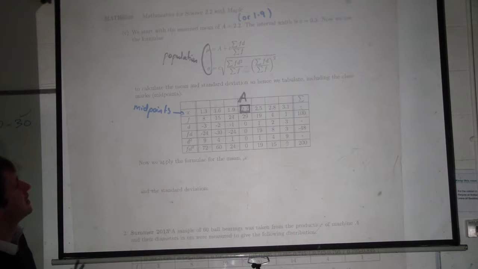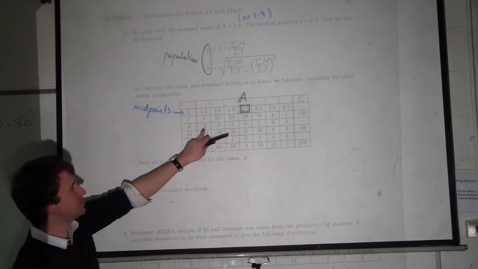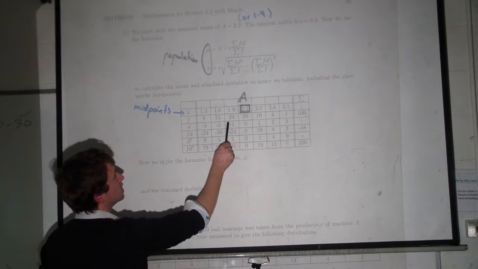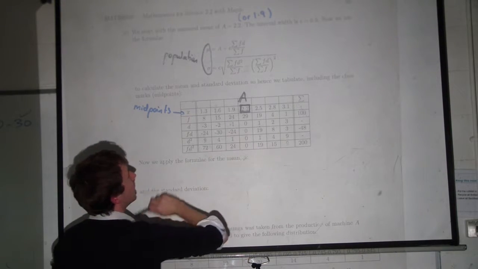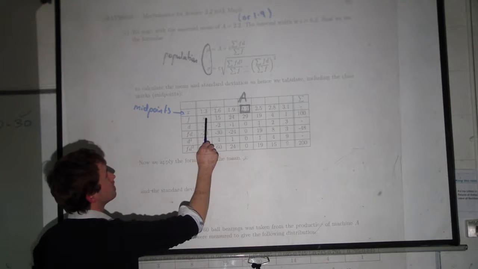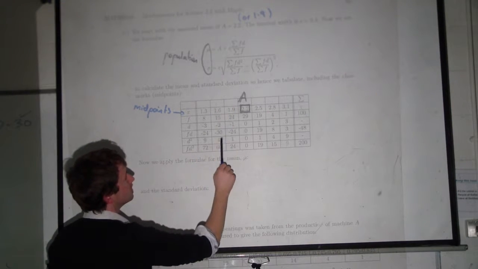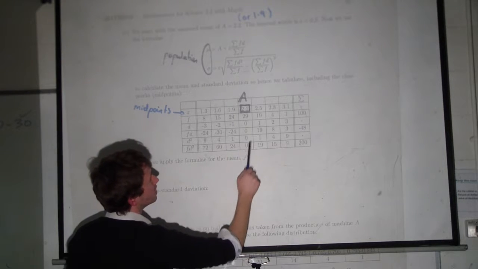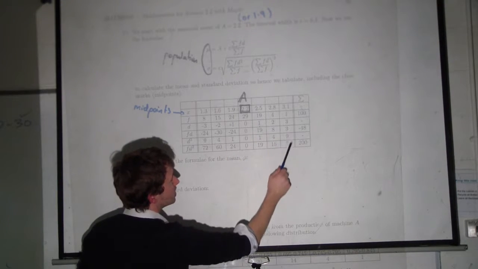I also need D squared, so I square them. Now be careful, if you put -3 squared into the calculator, you're going to have an issue, because the calculator here will give you -9. You all know minus by minus is plus, it should be 9. So make sure you make that positive. So squared, squared, squared, and then we finally need F by D squared: 8 by 9, 15 by 4, 24 by 1, 19 by 1, 4 by 4, 1 by 9, 9.